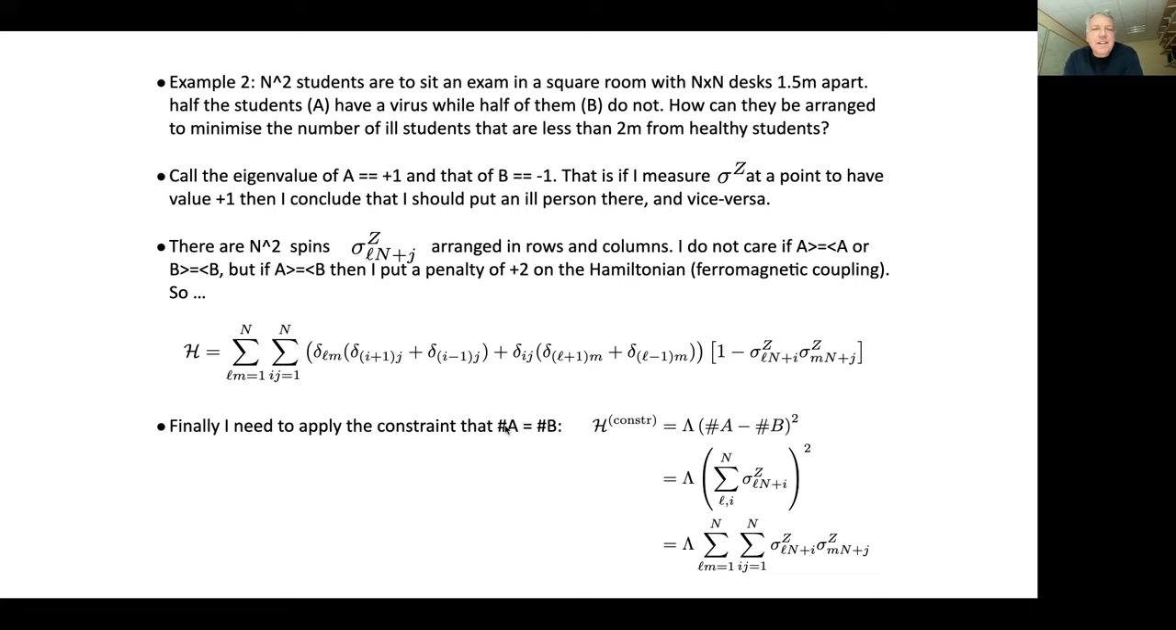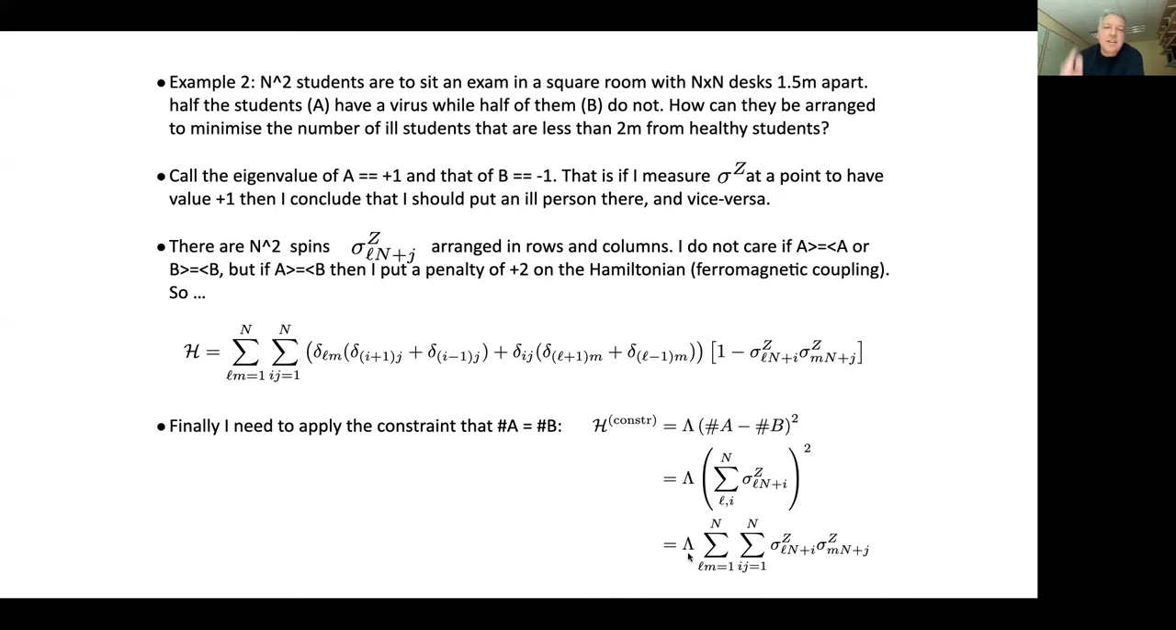And then the final thing I have to do is apply the constraint that I know how many students there are. Half of them are well and half of them are ill. So I apply this constraint that the number of A's minus the number of B's is zero. That's what I want. If you're familiar with machine learning, you'll look at this and say, oh, it's just like a loss function. You minimize this object as well. A minus B is actually just the sum over all the sigmas, because every time I've got an A, I've got plus one and a B is minus one. So just sum over the sigmas. I have this squared, expand it, and just get this term, which I add. And again, I just put lambda. This lambda can be quite large, because I just want to force that A is equal to B.